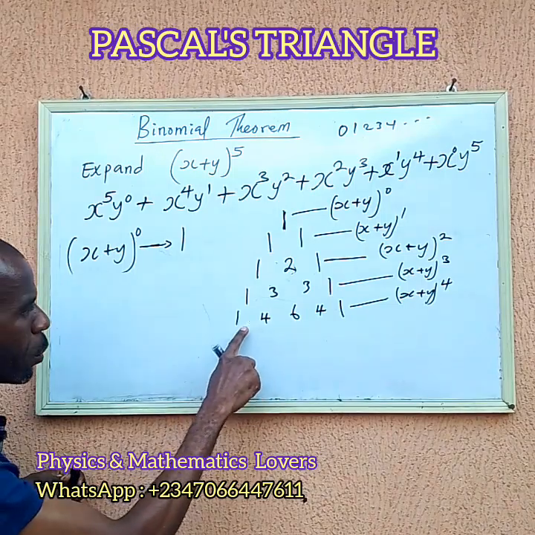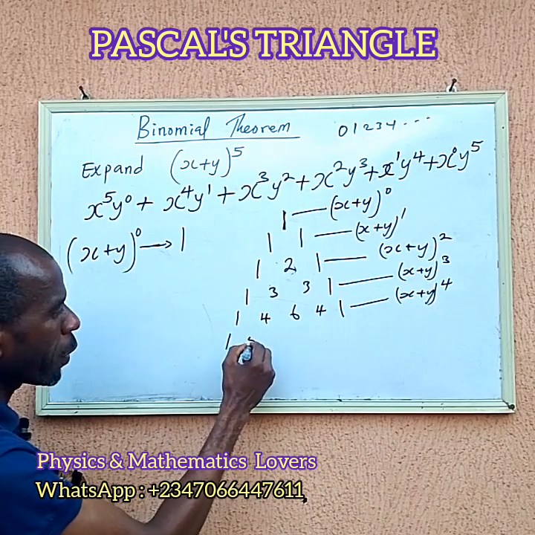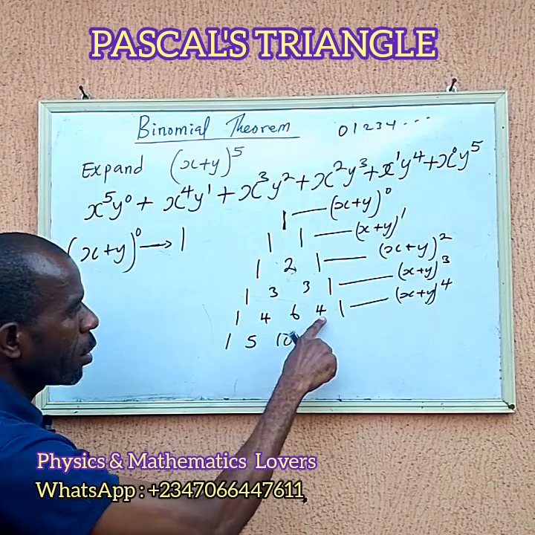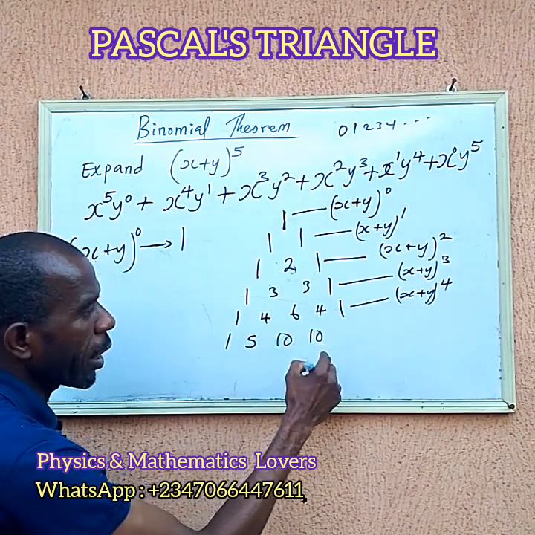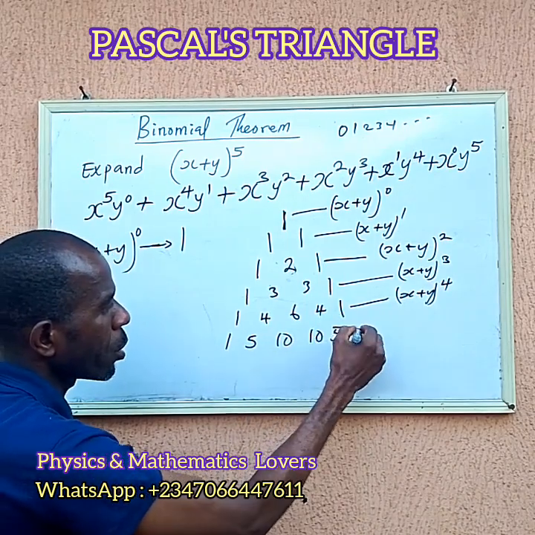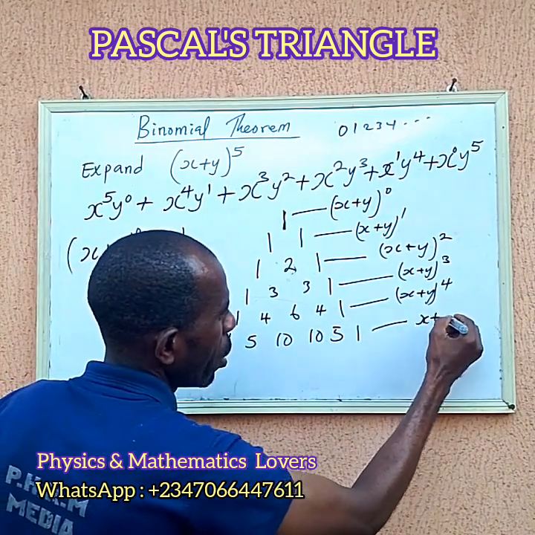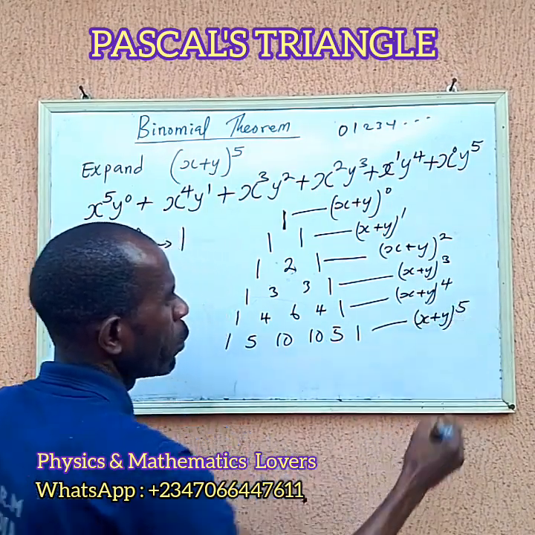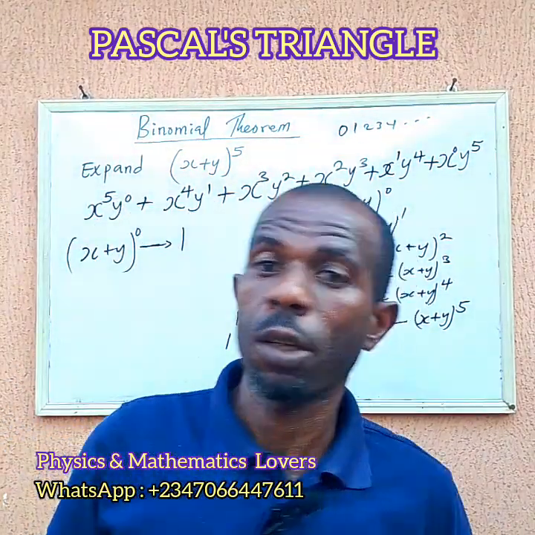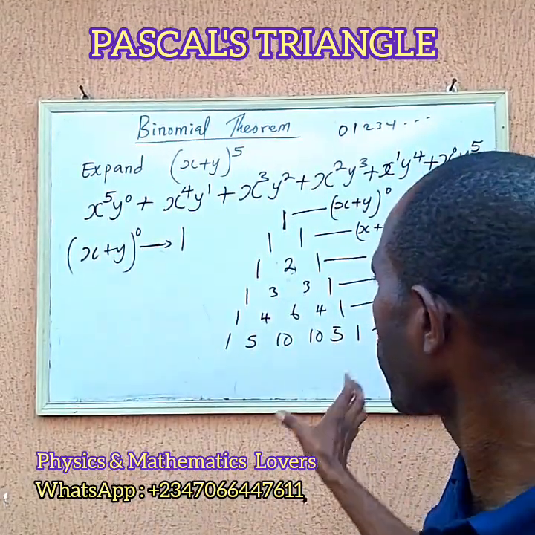So here, let's move. 1 plus 0 here is what? 1. Okay. 4 plus 1 is going to give you 5. 6 plus this 4 gives you what? 10. Then 4 plus another 6 again gives you another 10. Okay. 1 plus 4 is what? 5. Then 1 plus 0 is what? 1. We close it up. So this is where (x + y) raised to the power of 5. Good. So this is the coefficient we are going to place in our expansion. Very easy.